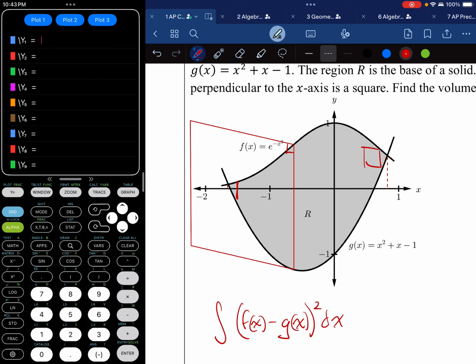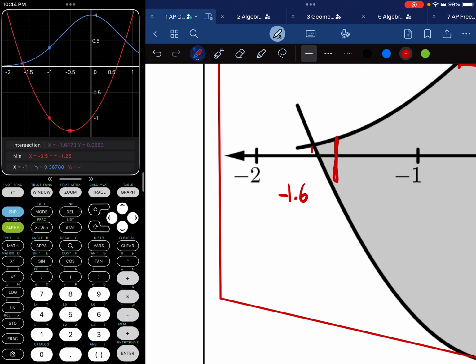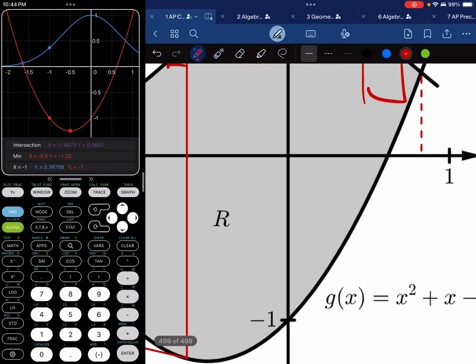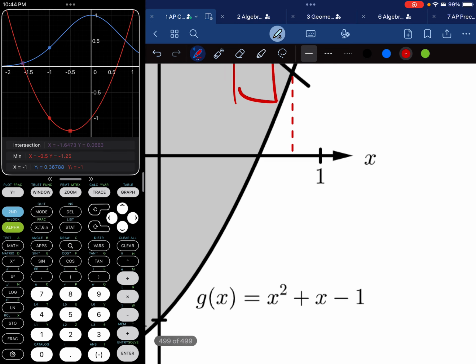Okay, so I need to find these intersections. So I'm going to do a second trace, and then hit option 5 for an intersect. Just follow the prompts on your calculator. My calculator is asking for my left bound, so I hit -2. My right bound, I'm just going to say -1. And I get this intersection, which I'm going to log over here as -1.647.